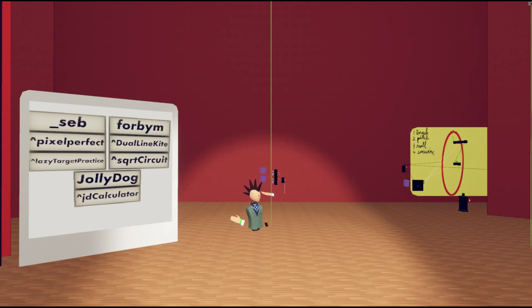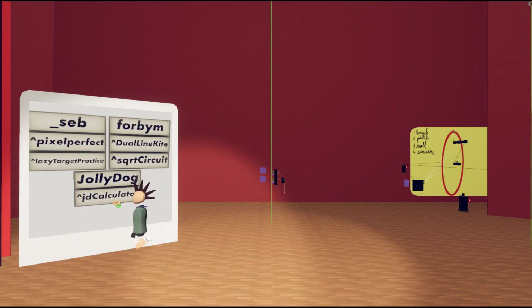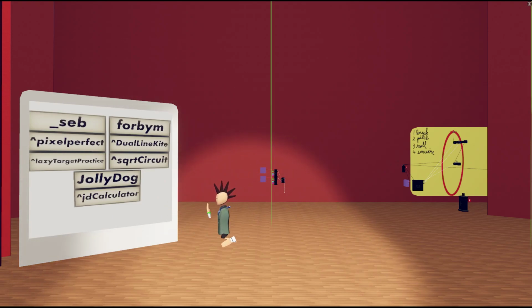I originally had pictures of the rooms up here, but that took up too much ink. So I just encourage you guys to have a look at these rooms: Seb, Four Moon, Jelly Dog. Pixel Perfect was personally kind of a big inspiration to me because I saw how complicated what Seb did was, and I saw that it was interesting, even if not itself a really deep experience.